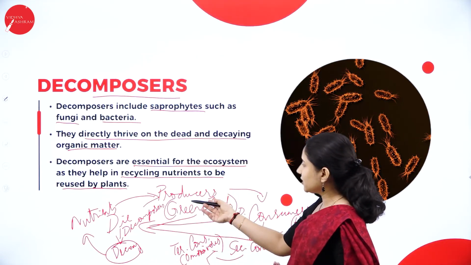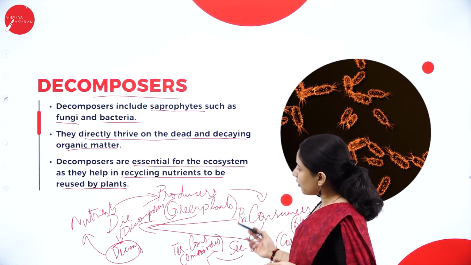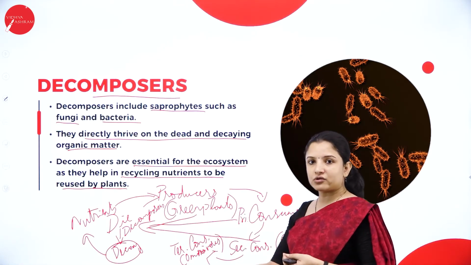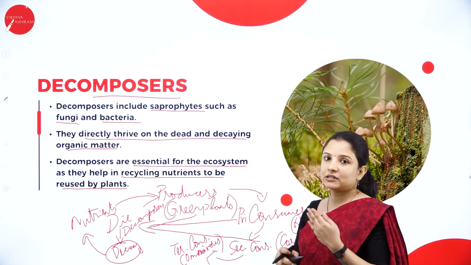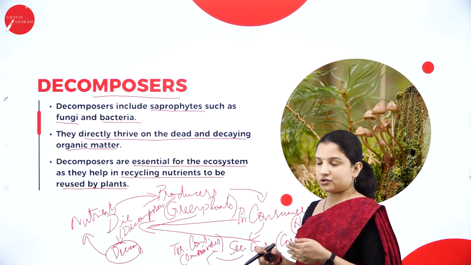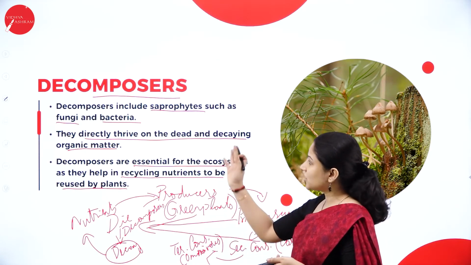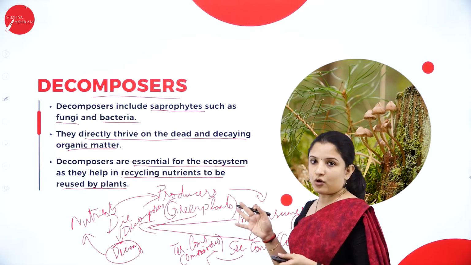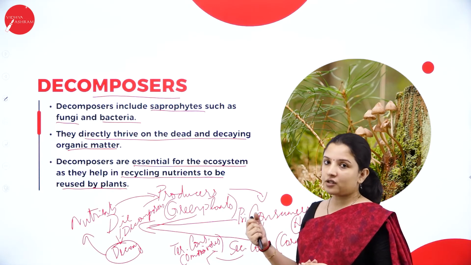Again, the producers will grow properly, they will be eaten by the consumers, and again when all of them die, they will add nutrients to the soil. Again, it will be utilized by the producers. Like this, the cycle circulates in an ecosystem. So therefore, for the proper nutrient cycling in an ecosystem, decomposers are very, very important. All this we shall study in the functions of the ecosystem.